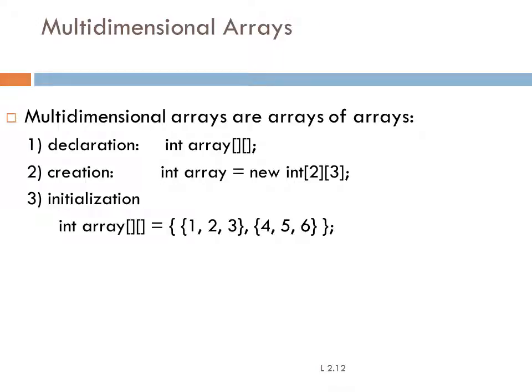Multi-dimensional array. If the array contains only one subscript, then it is called a one-dimensional array. If the array contains more than one dimension, it is referred to as a multi-dimensional array. Multi-dimensional arrays are created in the same way as we create one-dimensional arrays, and they are initialized in the same manner as one-dimensional arrays.